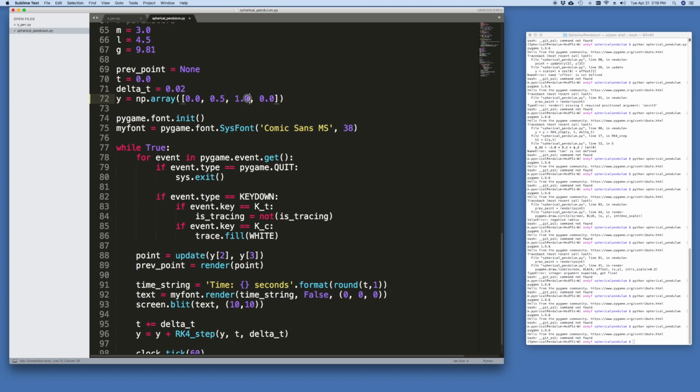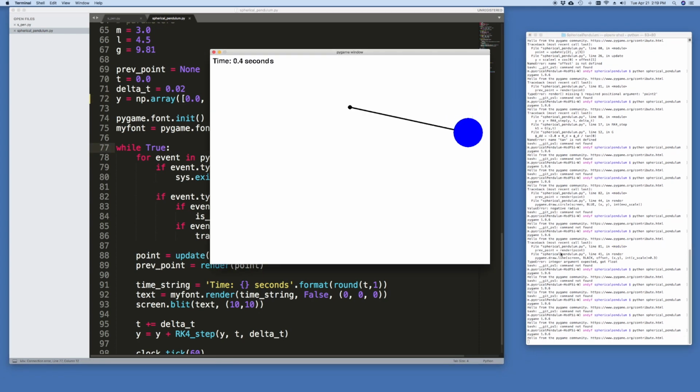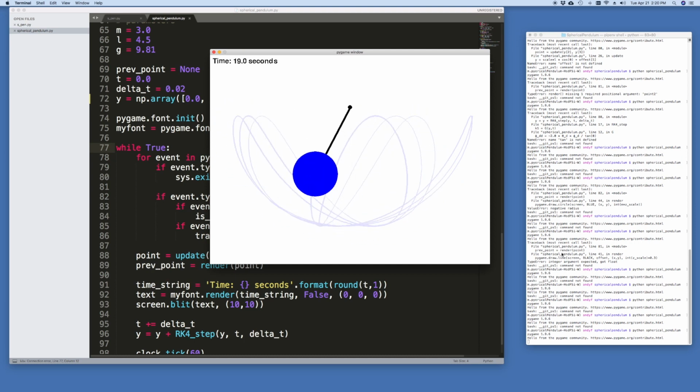Let's pull it down to something a little more reasonable and set it on its way. And there you have it, the animation of the spherical pendulum. I think that's all I want to do for this video, so I'm going to cut it at this point.